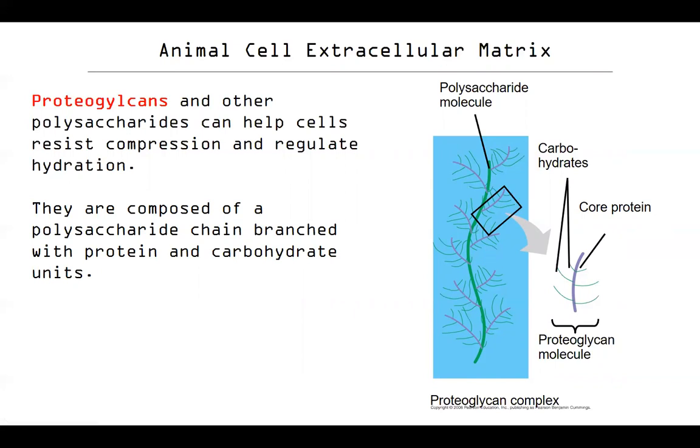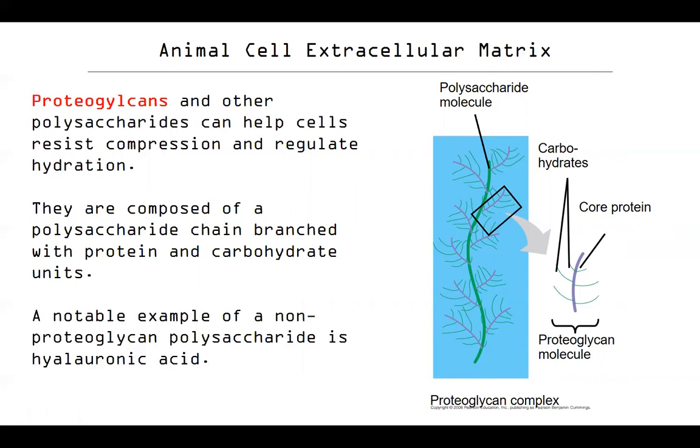We can also have other polysaccharides that are not proteoglycans. A notable one is hyaluronic acid, which you may hear about in reference to skincare. A lot of these extracellular matrix type proteins we hear about a lot when we think about things that are used for anti-aging purposes.